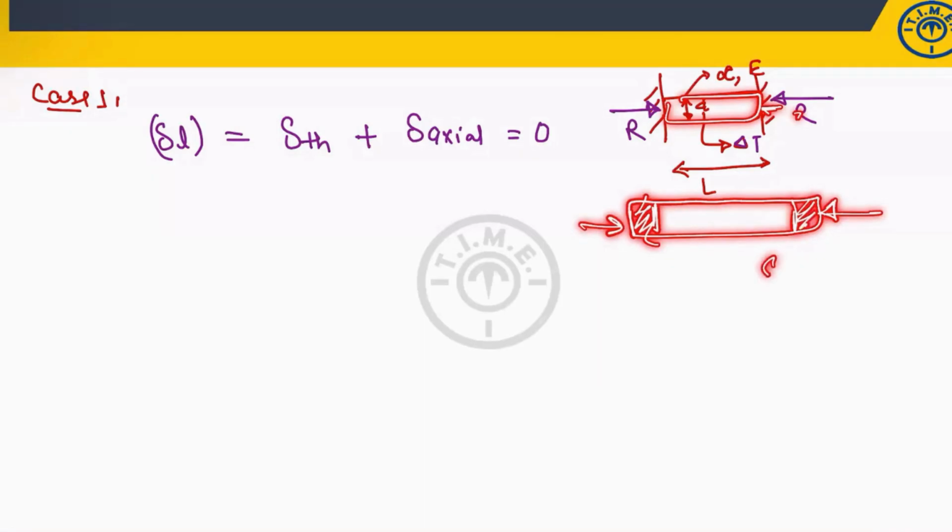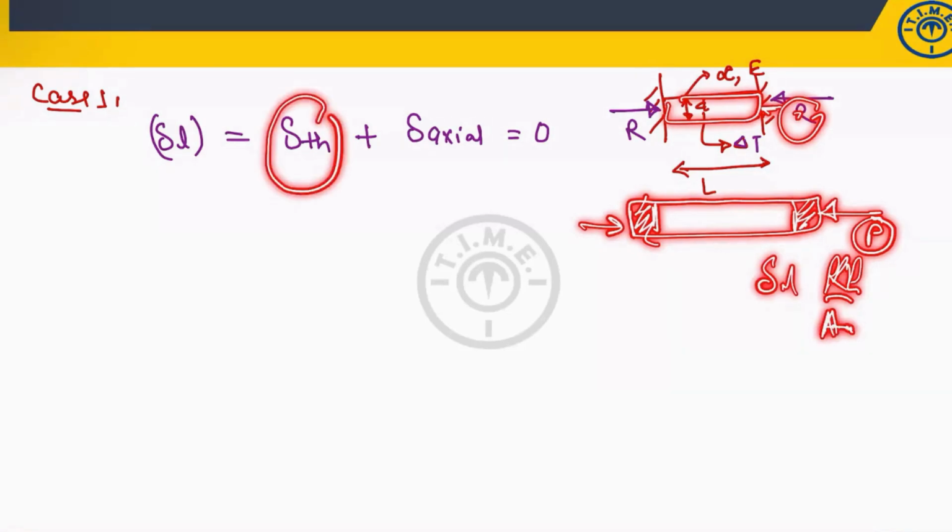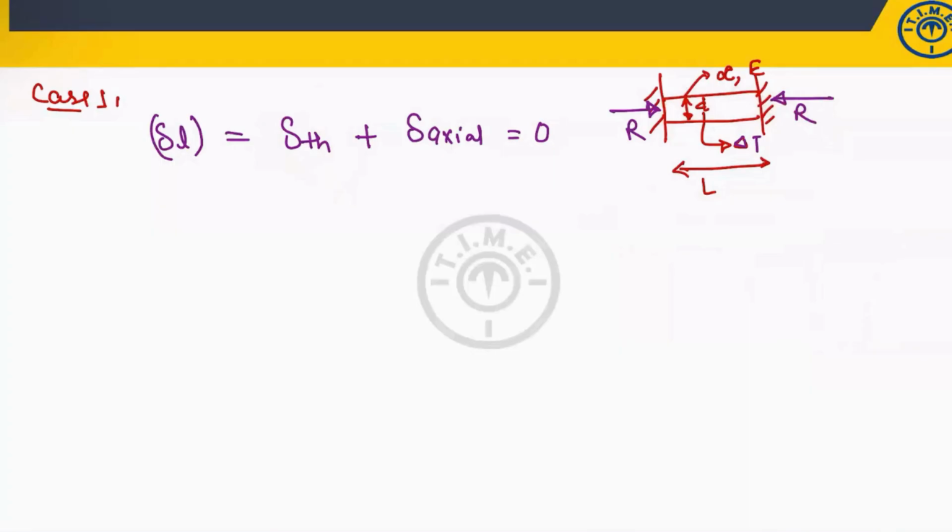You know the axial deformation formula, PL by AE, if load P is acting. Here R is acting, so it is RL by AE. And what is the thermal deformation? Thermal deformation is nothing but alpha into delta T into L.